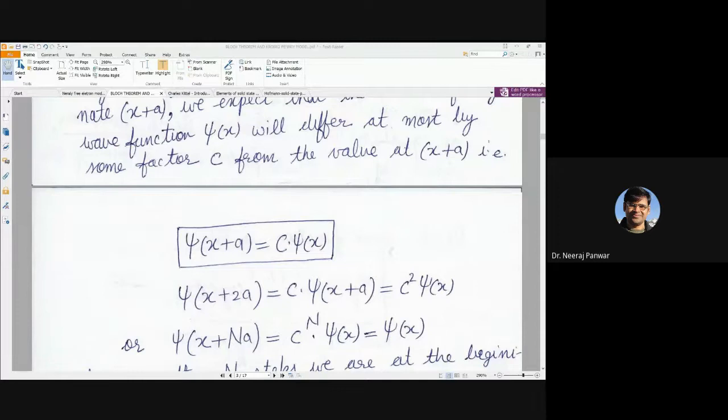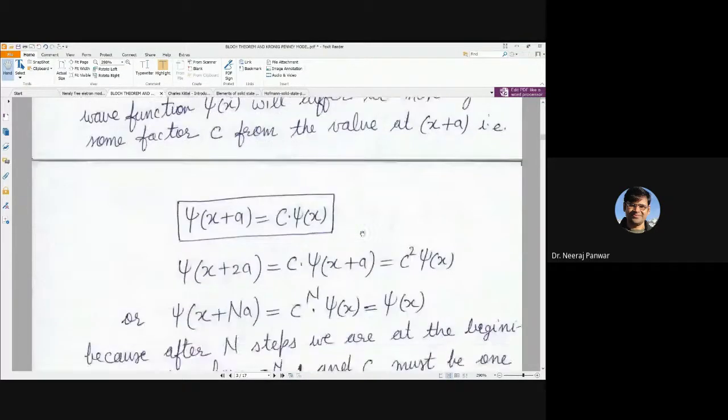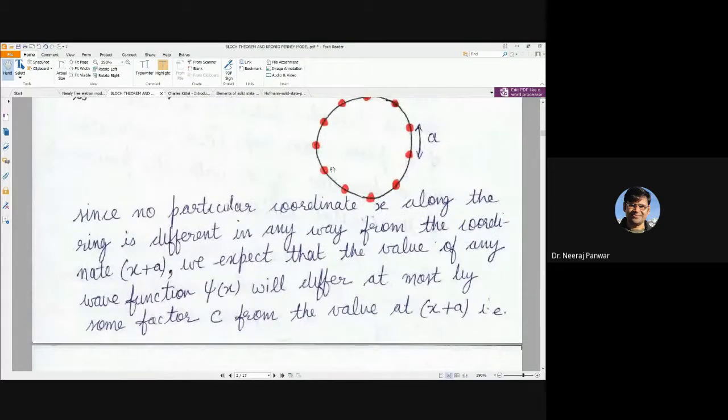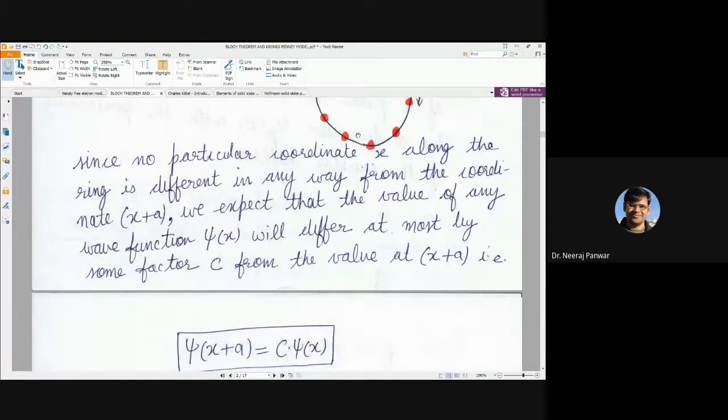So why do we have a ring-like structure? Because we want to apply the periodic boundary condition. If we make a complete circle, then we will reach the same point. So after traveling any distance, we will be at the same point. Therefore, we will compare, and the wave function after traveling a complete ring would be the same as it was before starting. And we will apply the periodic boundary condition, which is known as the Born-von Karman boundary condition.